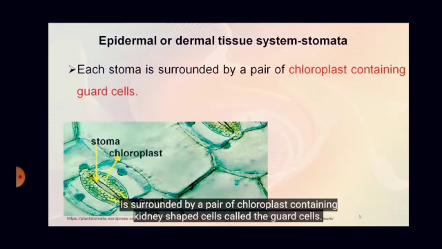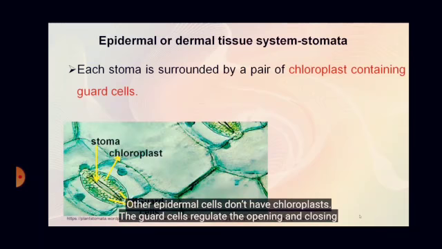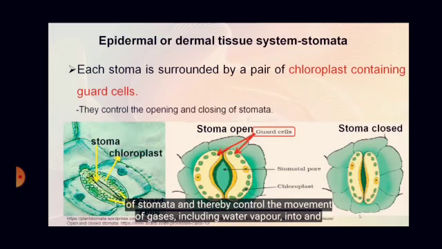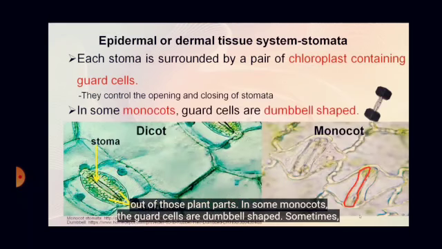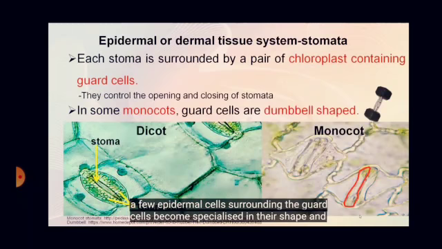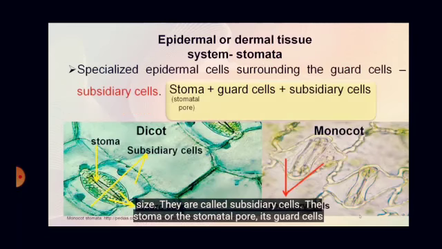Each stoma is surrounded by a pair of chloroplast-containing kidney-shaped cells called the guard cells. Here you can see in this picture. Other epidermal cells don't have chloroplasts. The guard cells regulate the opening and closing of the stomata and thereby control the movement of gases, including water vapor, into and out of these plant parts. In some monocots, the guard cells are dumbbell shaped, and sometimes a few epidermal cells surrounding the guard cells become specialized in their shape and size. They are called subsidiary cells.